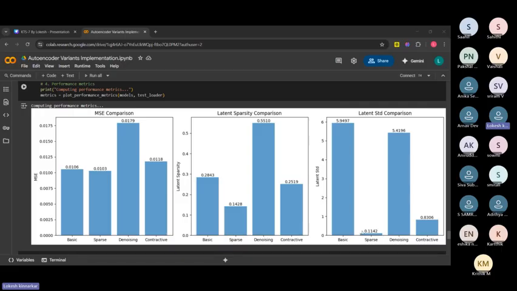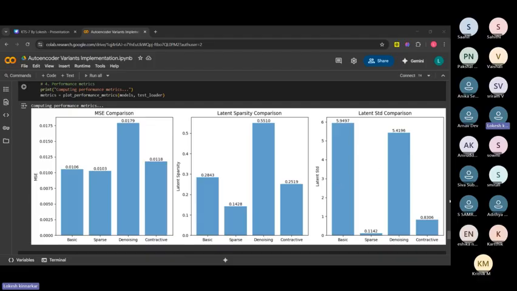In the case of sparse, you will observe that for a particular neuron, there won't be much variation because a particular neuron is reacting only to a fixed feature. It is not reacting to all the features. So latent standard deviation for sparse will be lower for a particular neuron. And in the case of denoising and basic autoencoders, since they are reacting to all the features, they have higher latent standard deviation.